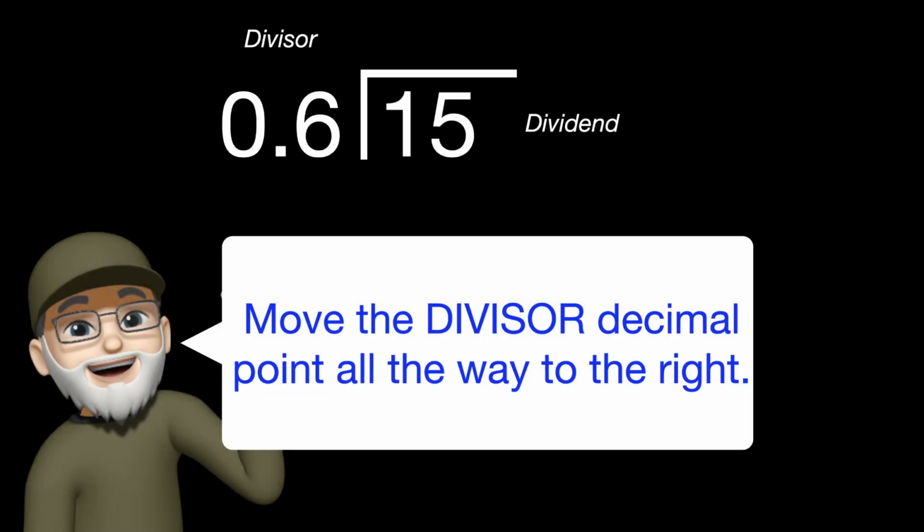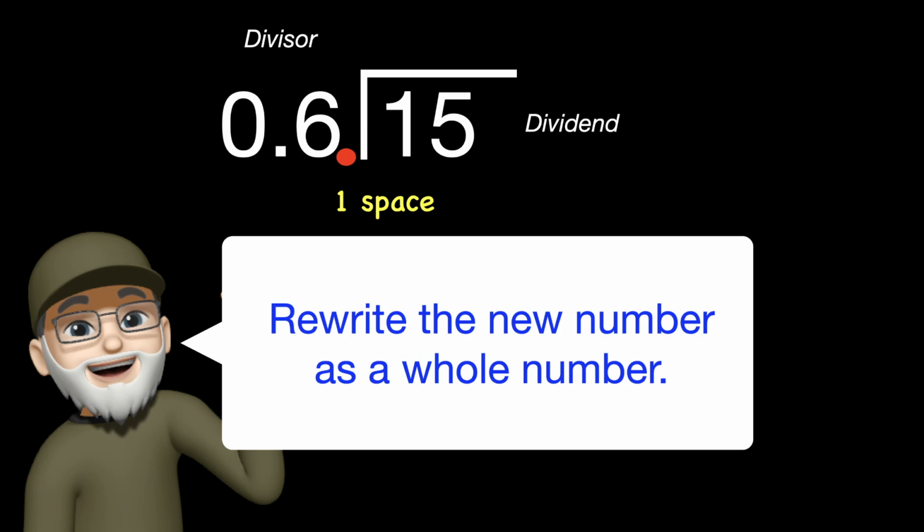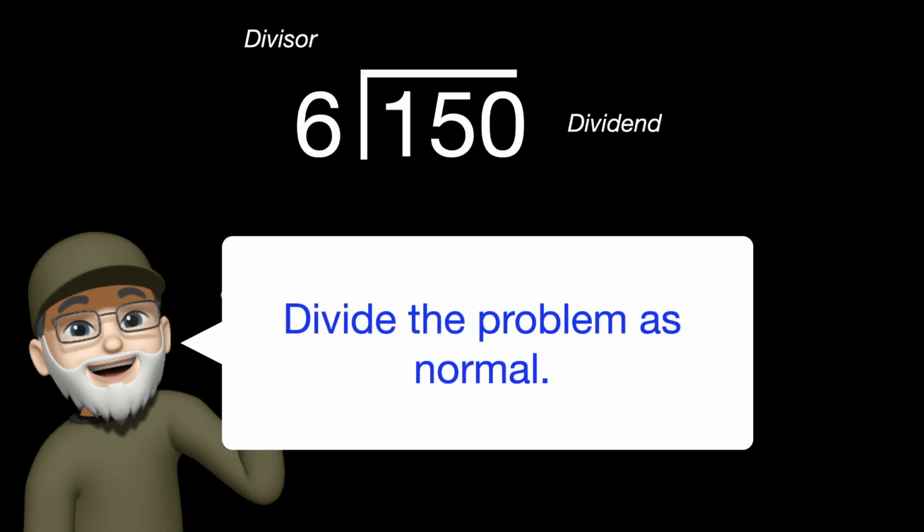Let's go back to the original problem again, okay? So where do we start? We make a decimal point for the divisor, slide it all the way over to the right and count the number of spaces, and then we're going to write that 6/10 as a whole number. It becomes 6. Next, we create a decimal point for the dividend, and we're going to move that also over to the right, the same number of spaces, in this case 1 space, and rewrite that number, and we add a 0 for any of the extra spaces that we made. Then you just divide the problem as normal.